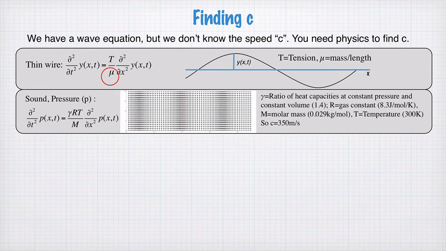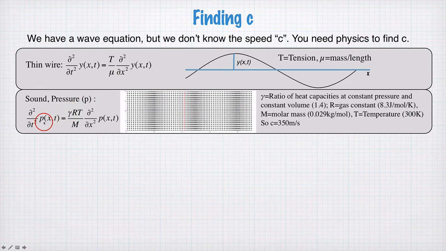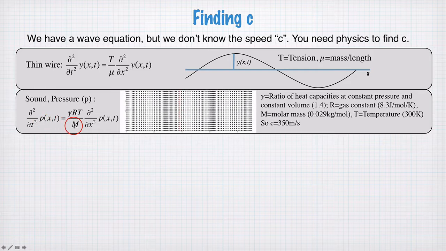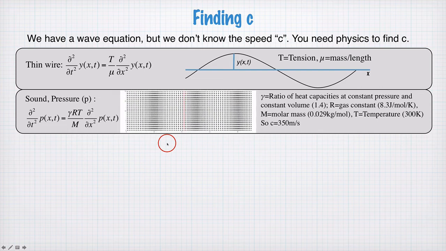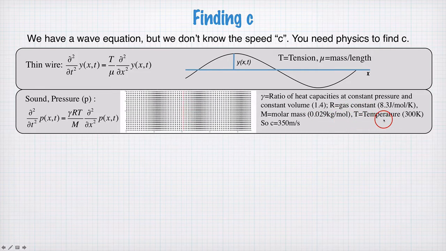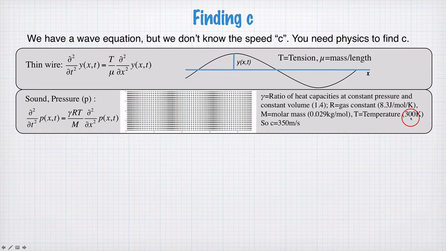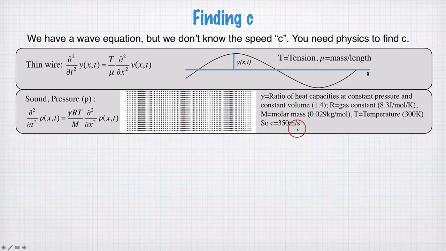For sound waves, we have pressure, p, as a function of x and t following a one-dimensional linear wave equation. The wave motion in this case, as you can see, is longitudinal. c squared is given by this term here, and when we look at what those different things are, we have gamma as the ratio of heat capacities at constant pressure and constant volume, which is 1.4, R is the gas constant, M is the molar mass, and T is the temperature. At room temperature, 300 Kelvin, we find for air a speed of sound of about 350 meters per second, which is also what we observe.